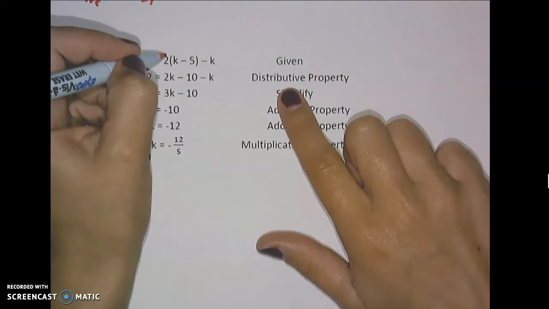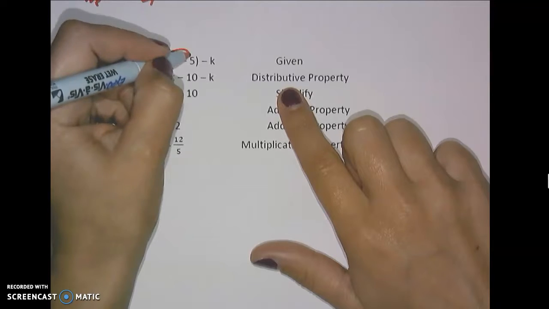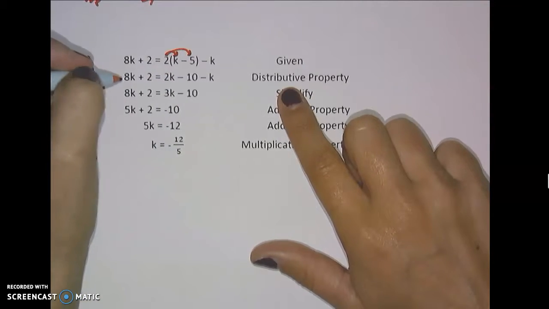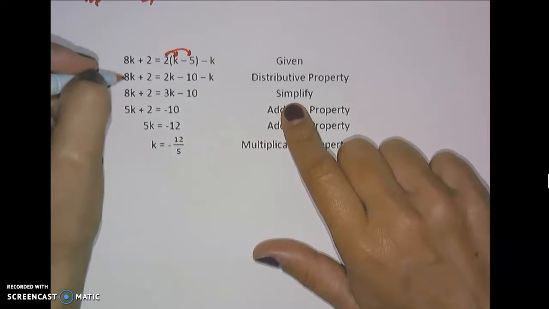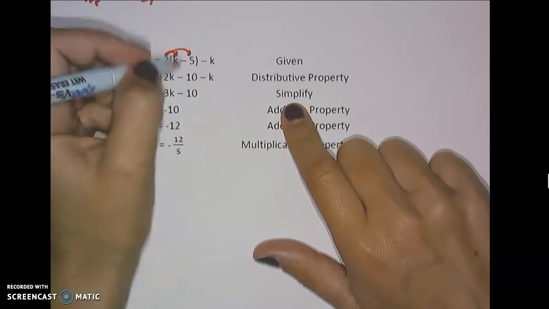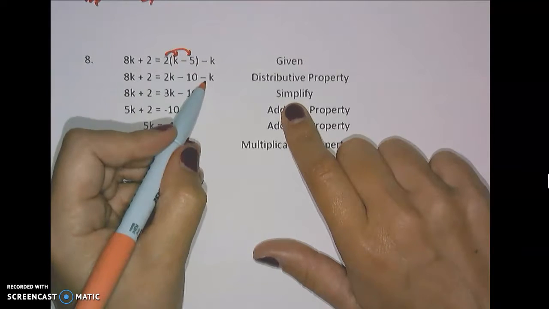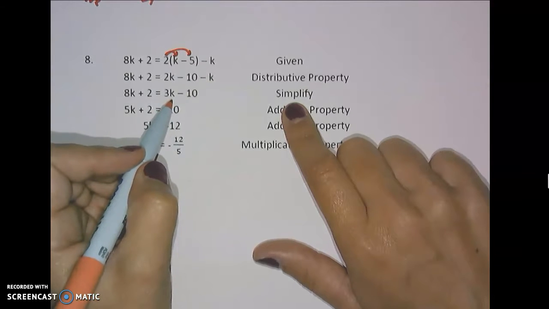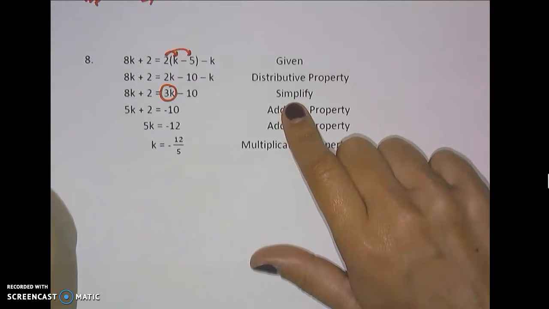They said they used the distributive property, so let's double-check that. 2 times k is 2k, and 2 times -5 is -10. So they did that step correctly. Next, they said that they simplified. Remember, that means that they combined like terms. So 8k plus 2 stayed the same. 2k, what's like terms with that on this side? That -k. 2k minus k, they said is 3k. Is that correct? No. So this 3k is where they made a mistake.